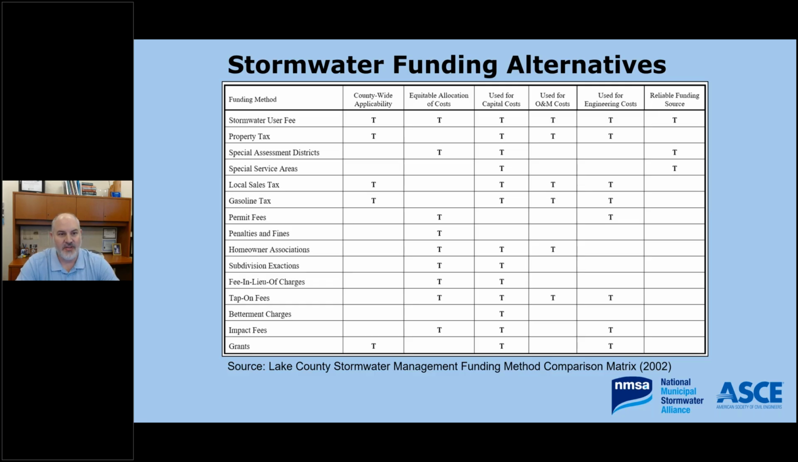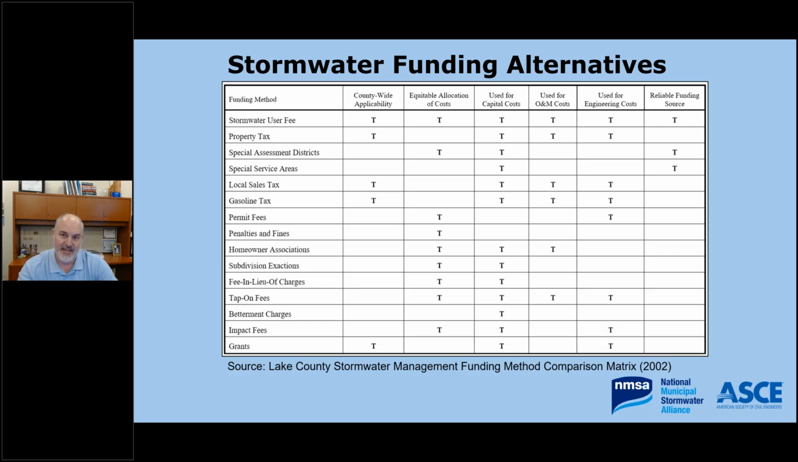But there it is at the top, the stormwater user fee, and these columns here show different categories. And we're supposed to manage stormwater at a county-wide level across those watersheds, not within certain regions, but county-wide. So how do we manage a county-wide program with the right amount of funding? And then the second column, equitable allocation of costs, not necessarily property tax based, but maybe impervious based or land value. The other categories are up there.